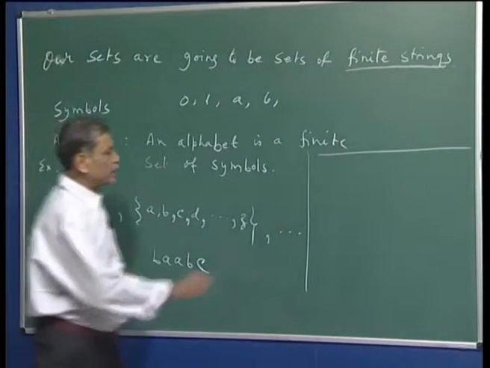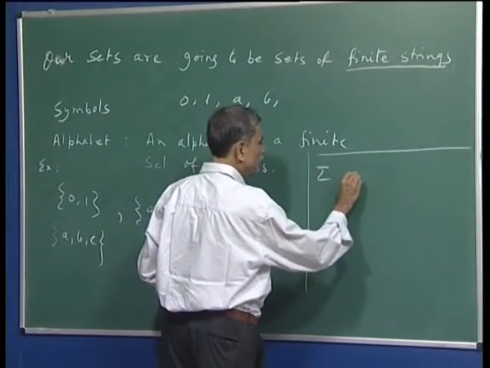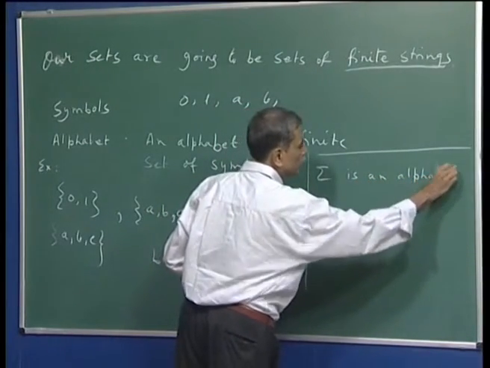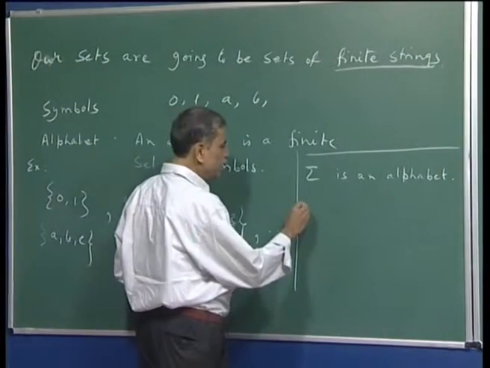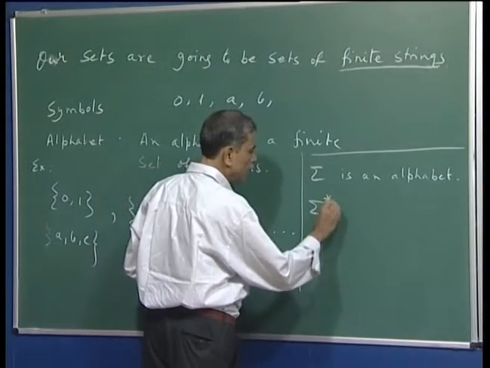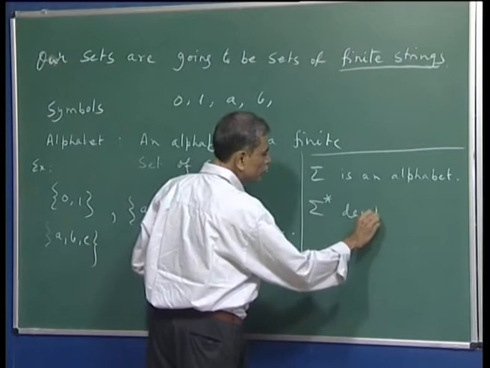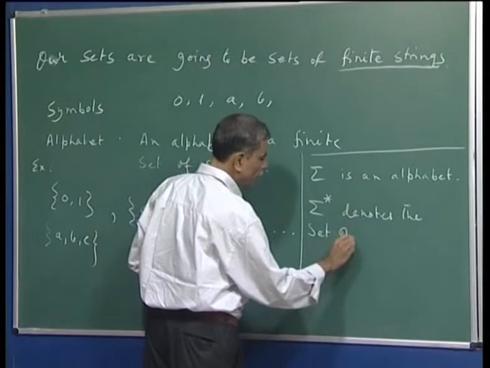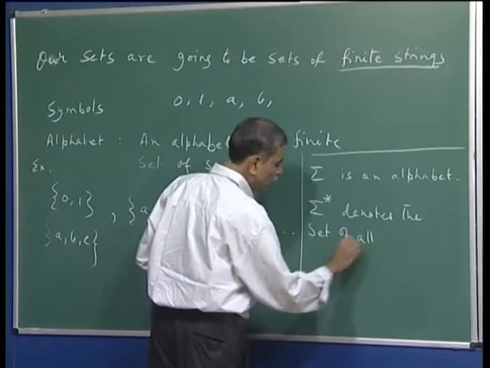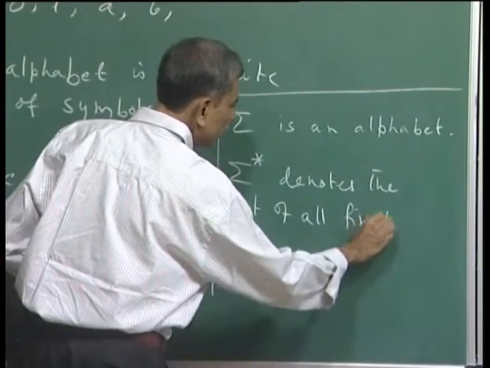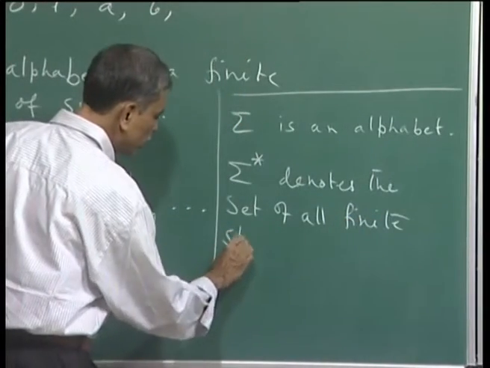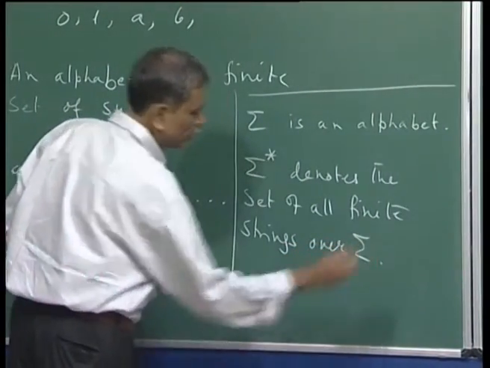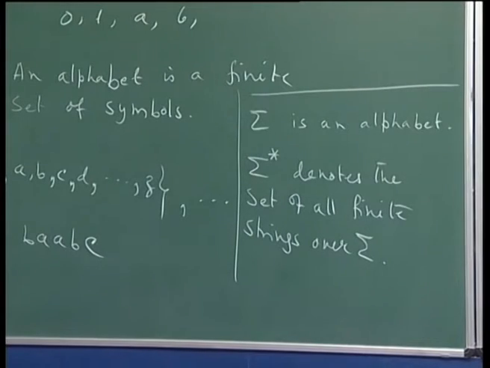Now, suppose sigma is an alphabet, then sigma star denotes the set of all finite strings over sigma. Okay.